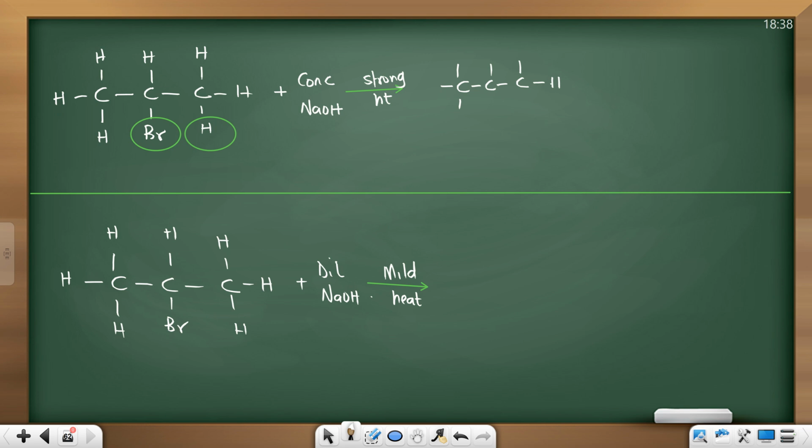I have that, right? So what do I need? I have removed between carbon 1 and 2. I must have a double bond. But, my beautiful learners, please check. I am now removing HBr.